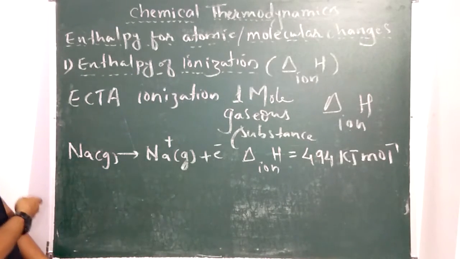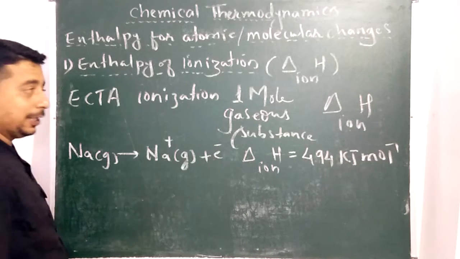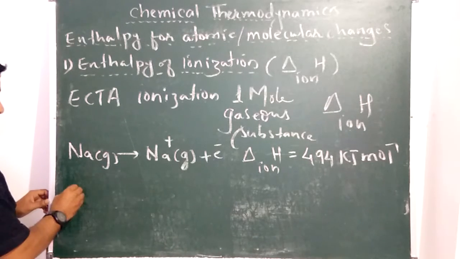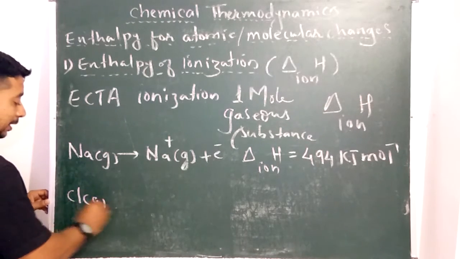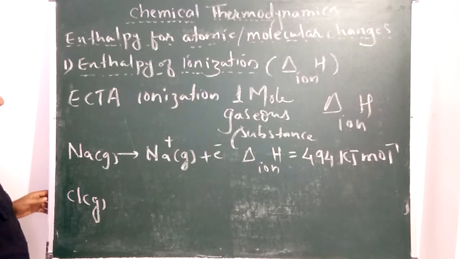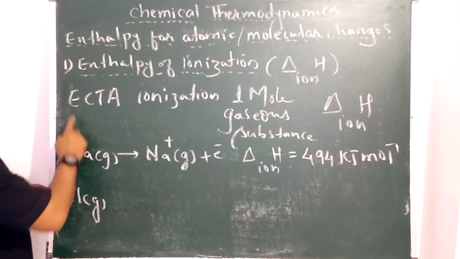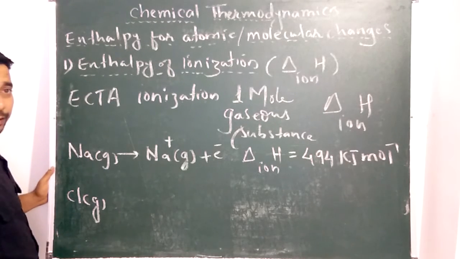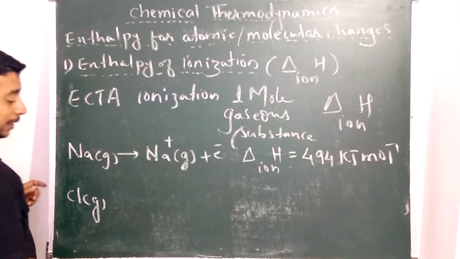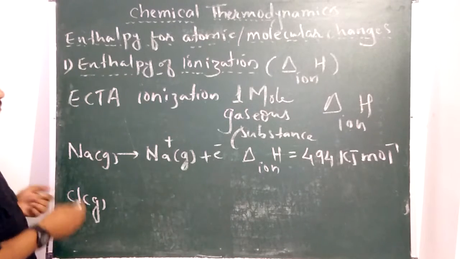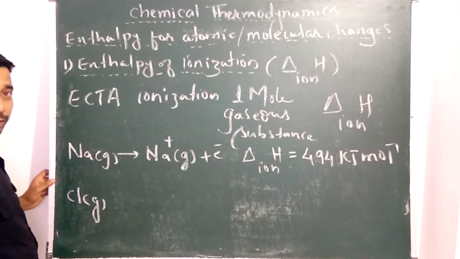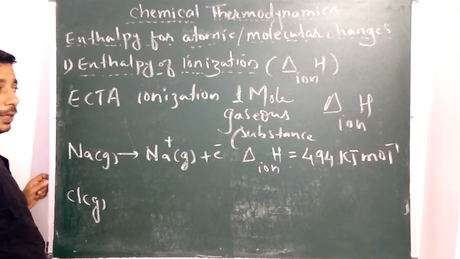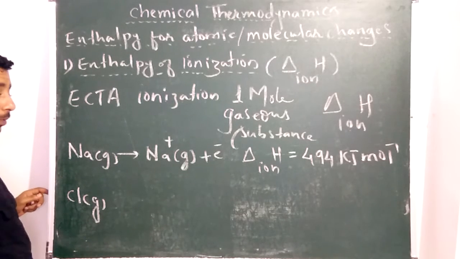Now this is the enthalpy of ionization. If the neutral atom gains electron, the enthalpy involved will be called as electron gain enthalpy. For example, in case of chlorine atom, chlorine gas, if we want to define the electron gain enthalpy, the enthalpy change that accompanies when the neutral atom gains electron to form anion will be called as electron gain enthalpy.